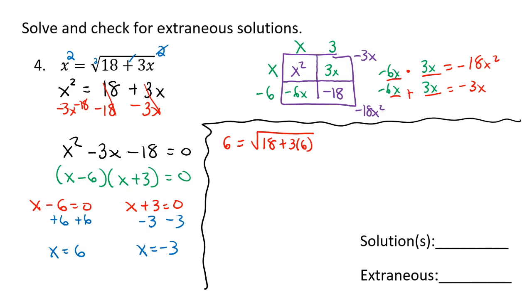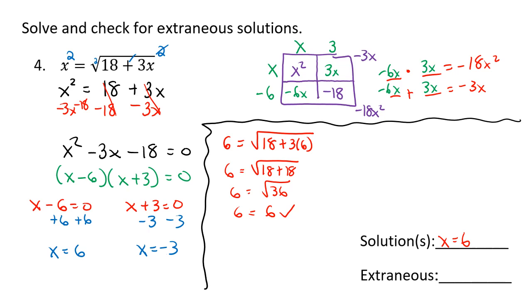So I'm going to do what's inside the radical first. So 3 times 6 is 18. And 18 plus 18 is 36. The square root of 36 is 6. And 6 is 6. That makes sense. X equals 6 is going to be a solution.